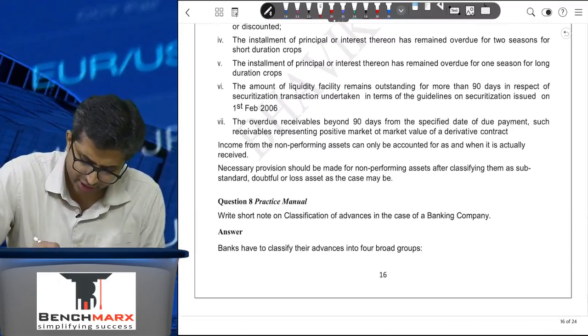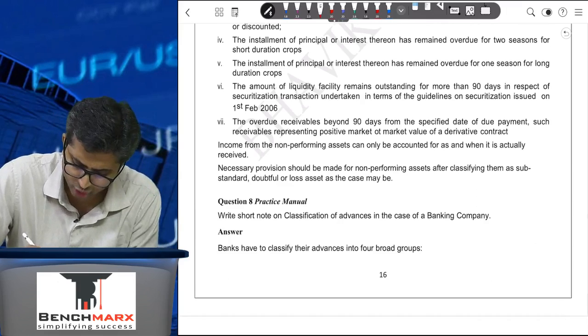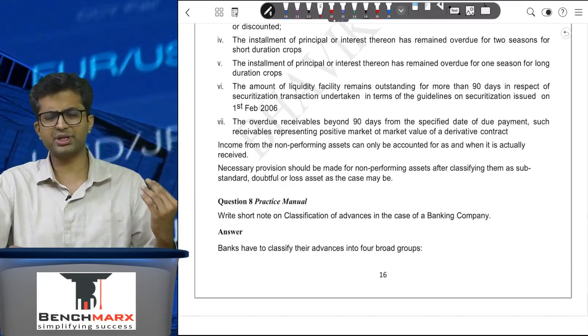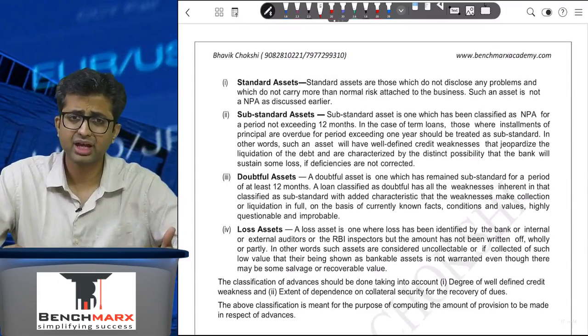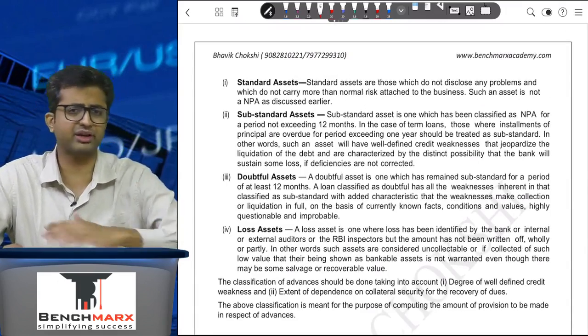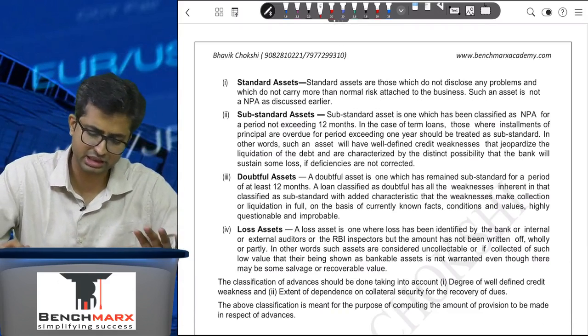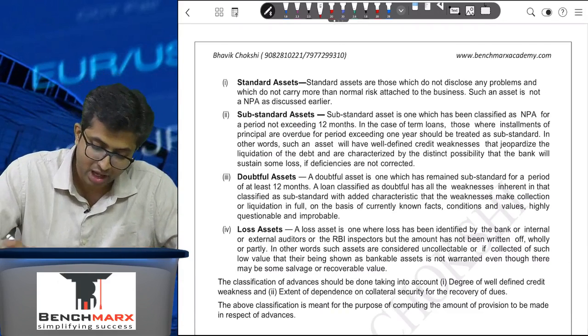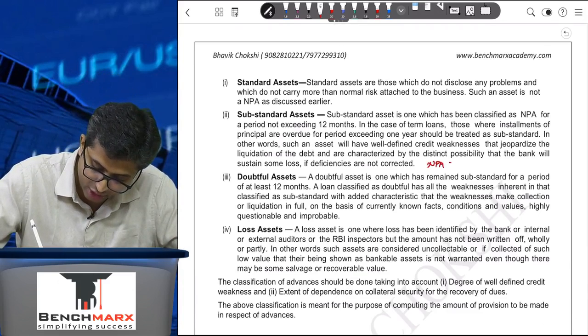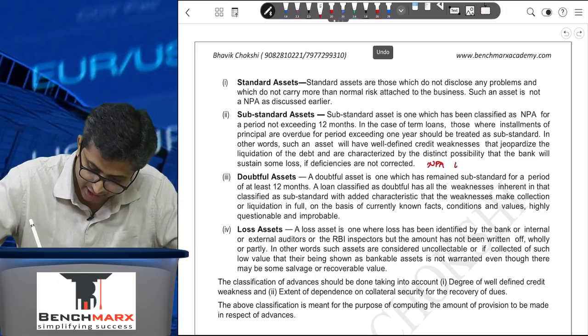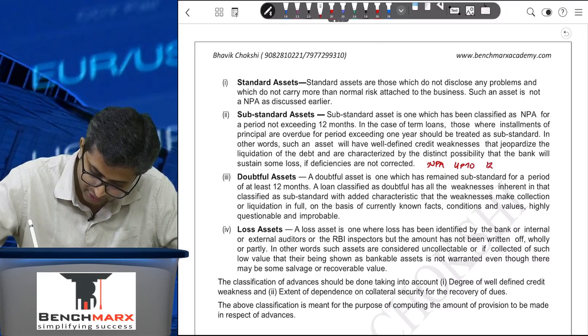Then the short note on classification of advances by banking companies. Well, you have standard assets, substandard. Standard assets have no problem. In case of standard assets, there is no problem. In case of substandard assets, this is something where it is an NPA of up to 12 months.